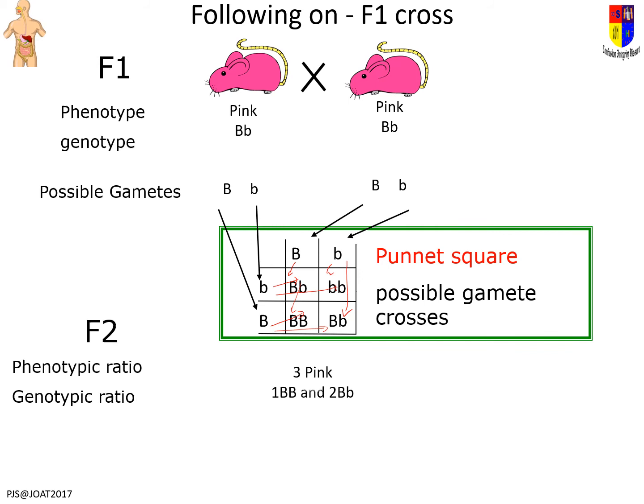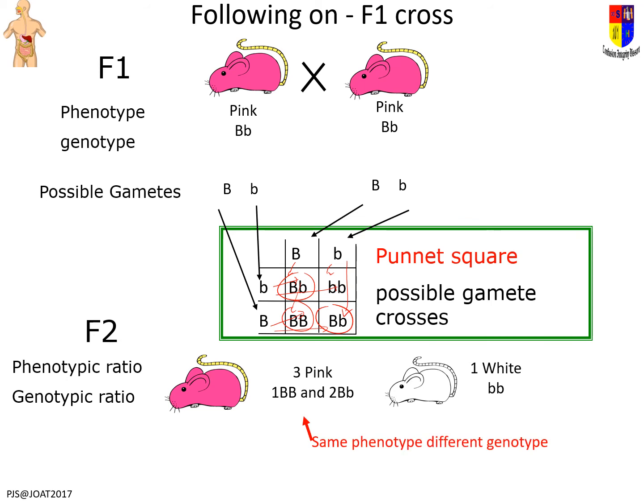So phenotypic ratio this time is going to be 3 pink, because we've got one big B here, and two big B little b's, and one white. These ones have the same phenotype but different genotype. That is quite commonly a question, so make sure you're happy with it. Okay, so this is our F2.